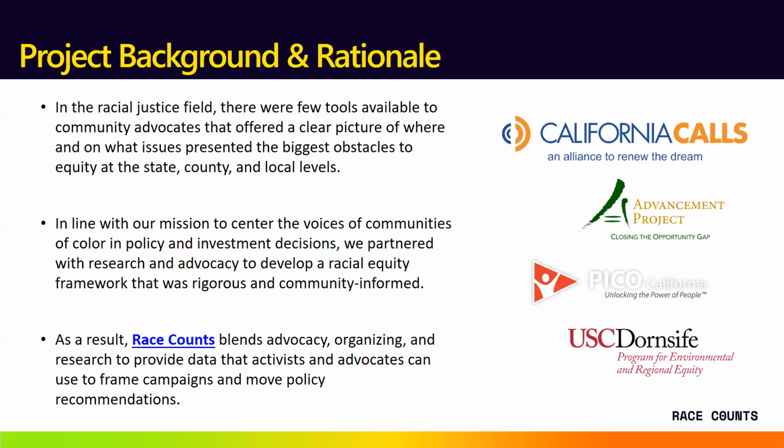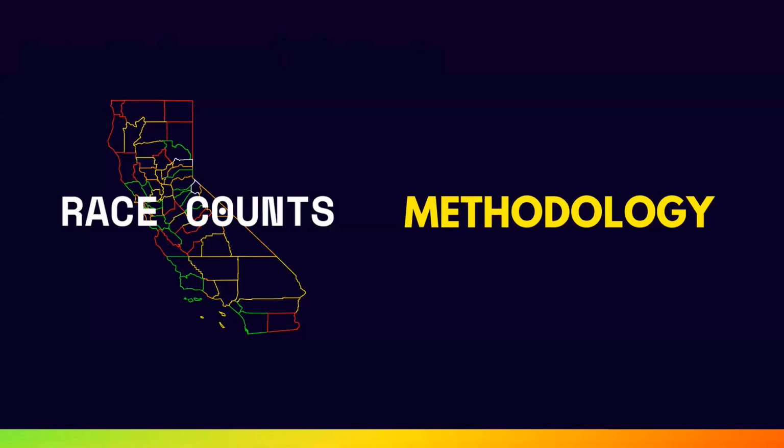Back in 2015, when we first conceptualized developing a tool like this, there just weren't many tools out there for community advocates to give a clear picture of what was going on in the state, particularly around racial inequity. As an organization that's committed to lifting up the voices of communities of color and low-income communities in the policymaking process and budget decisions, we felt it was necessary to partner with the research and advocacy organizations you see to the right of the screen to develop an equity framework that was both rigorous and community-informed. As a result, we created a tool that blends advocacy, organizing, and research to support organizers and advocates in their local campaigns and statewide policy fights.